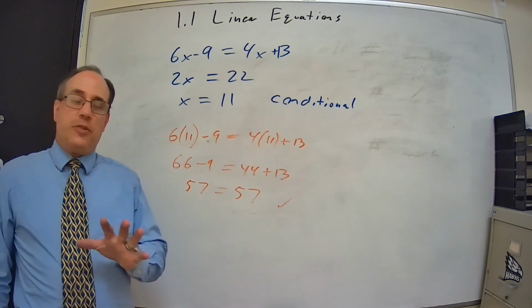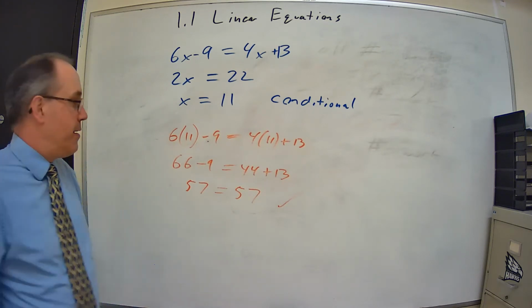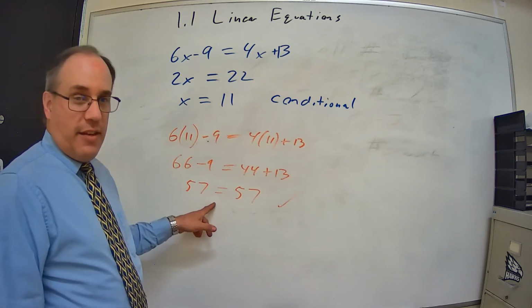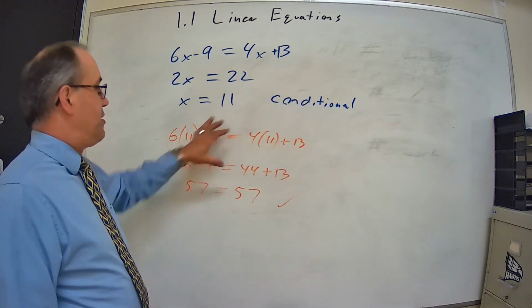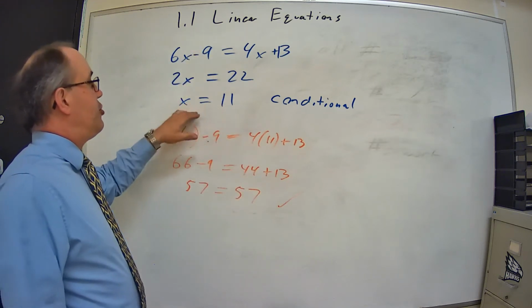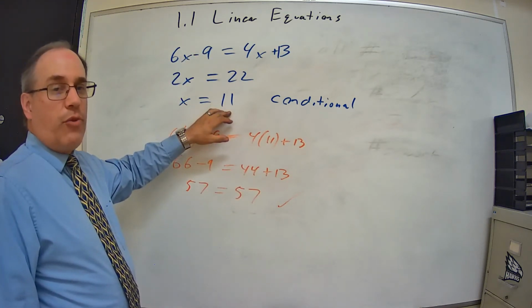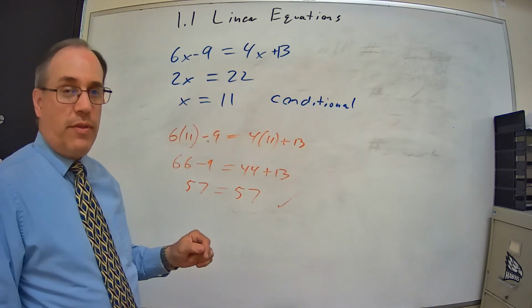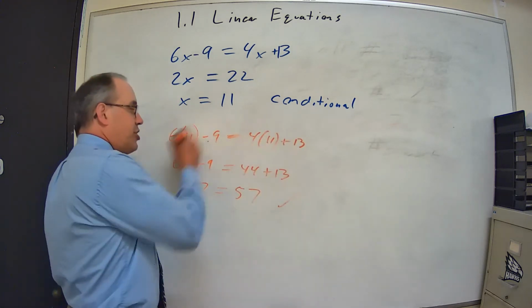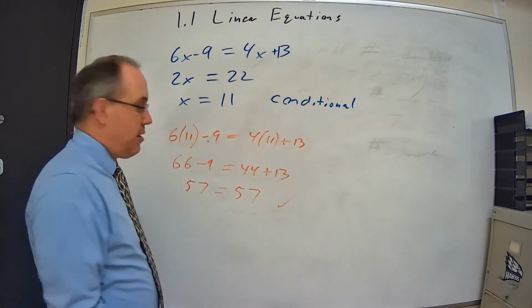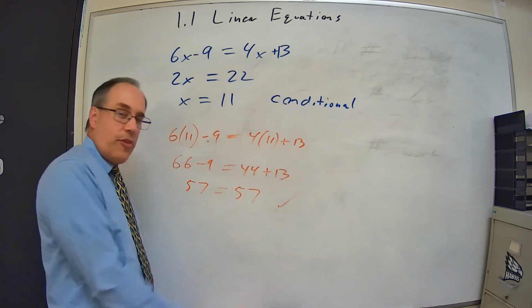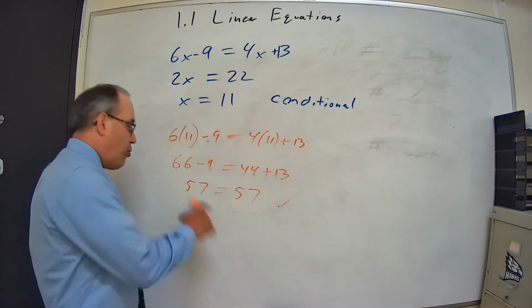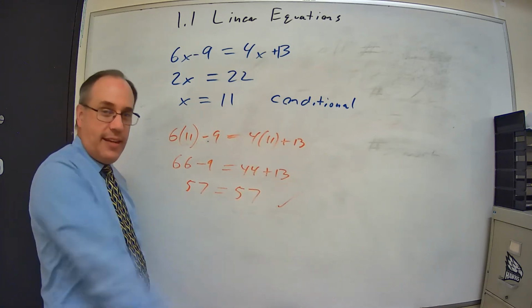Now, let me just point something out to you so you don't fall into the trap. This did not make it an identity. This is you checking. You went through this, you solved, and you found that it was a conditional statement. There was a value that made this statement true. Conditional statement. This is just the check. This is supposed to come out the same every single time. So don't look at this and go, oh, it's an identity.